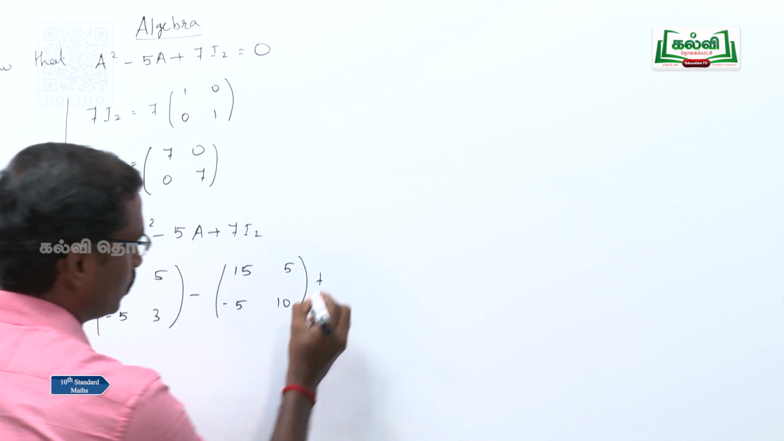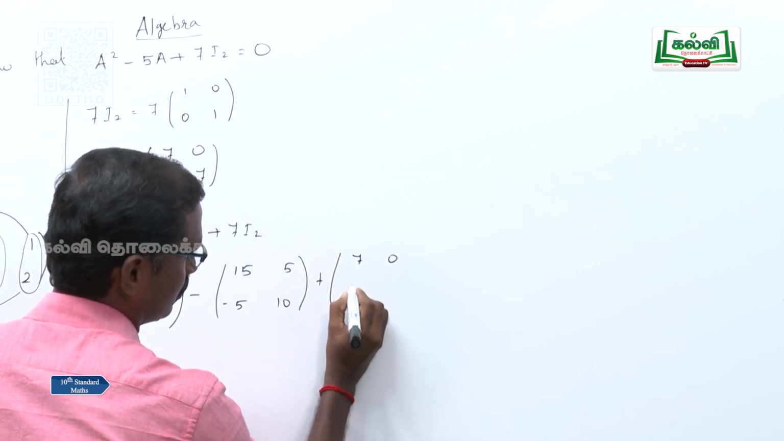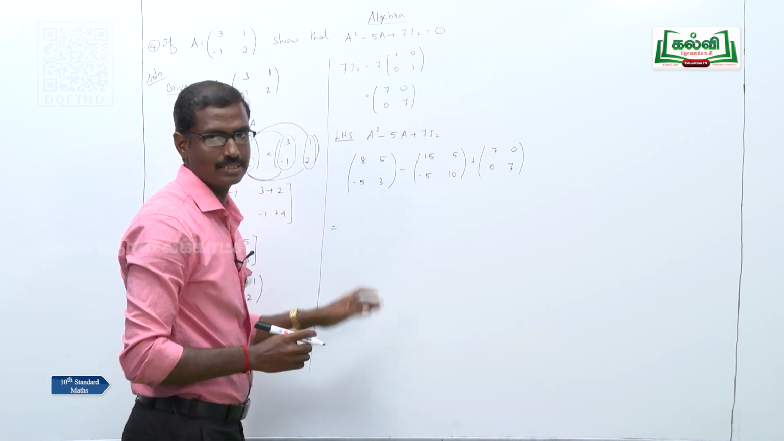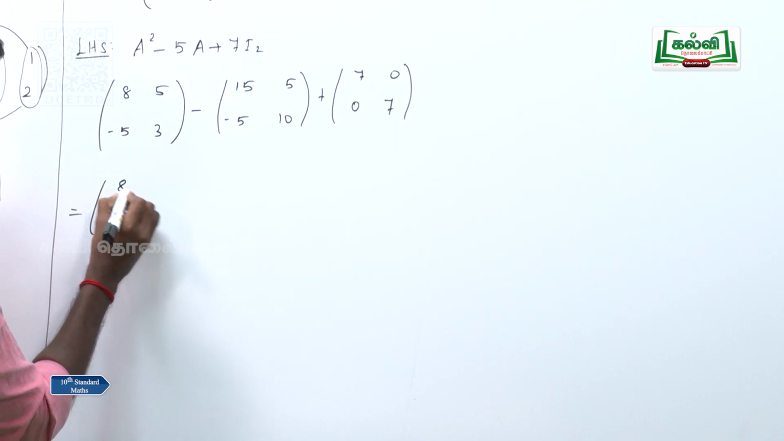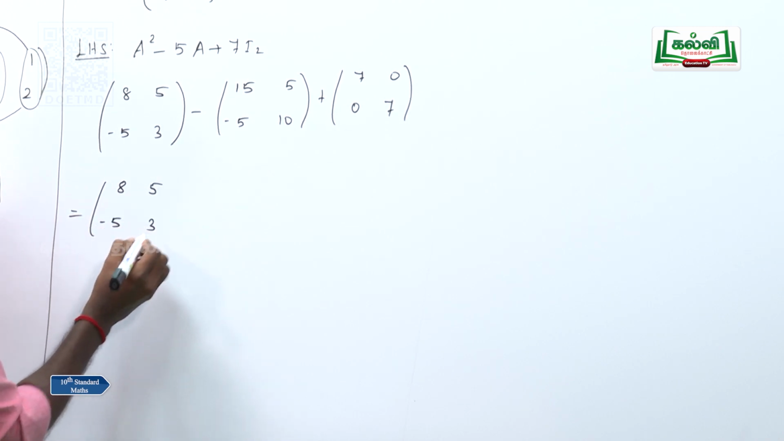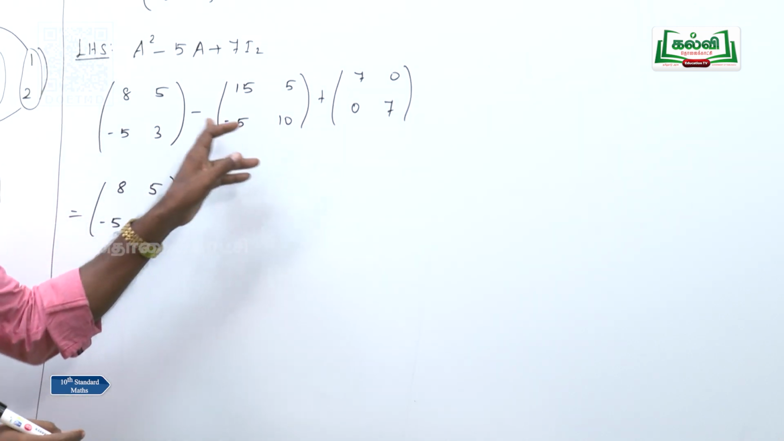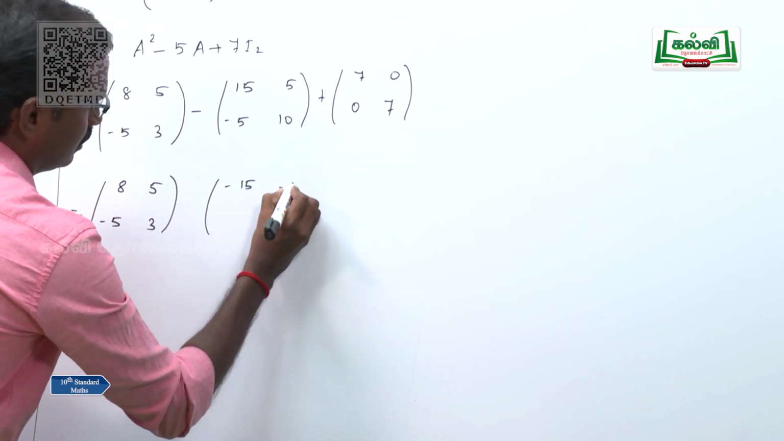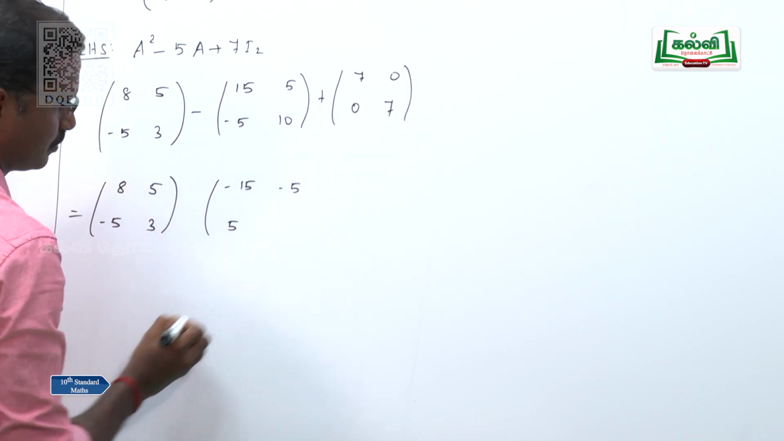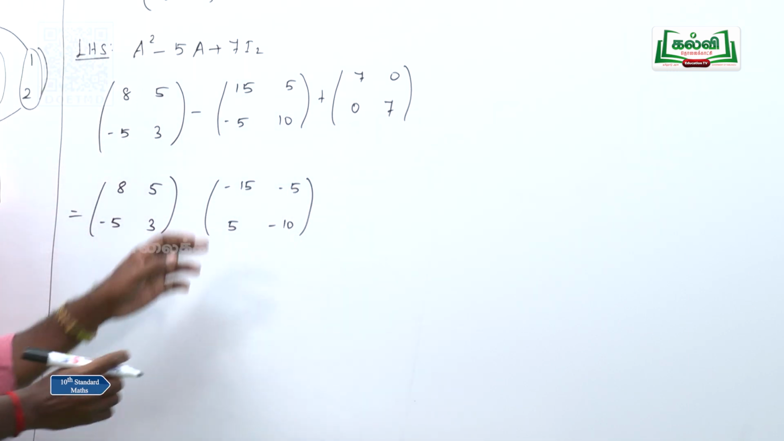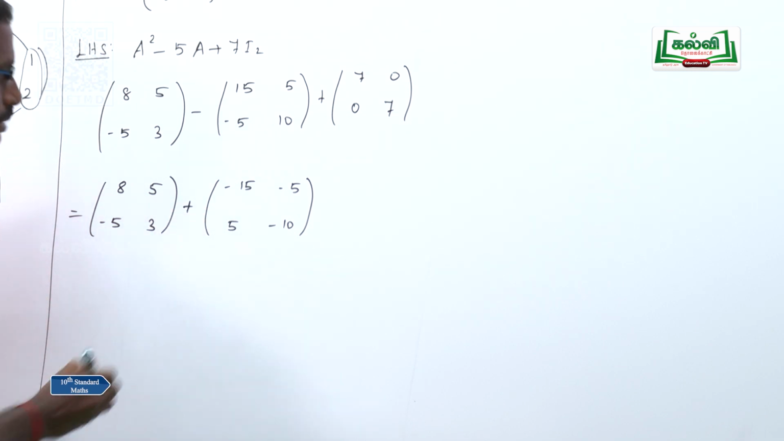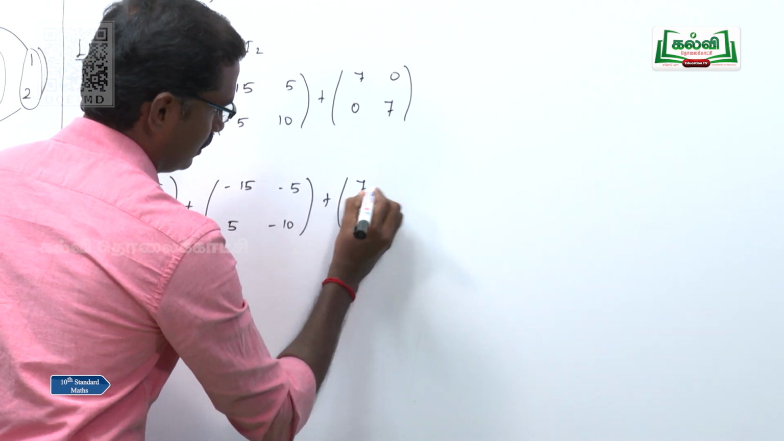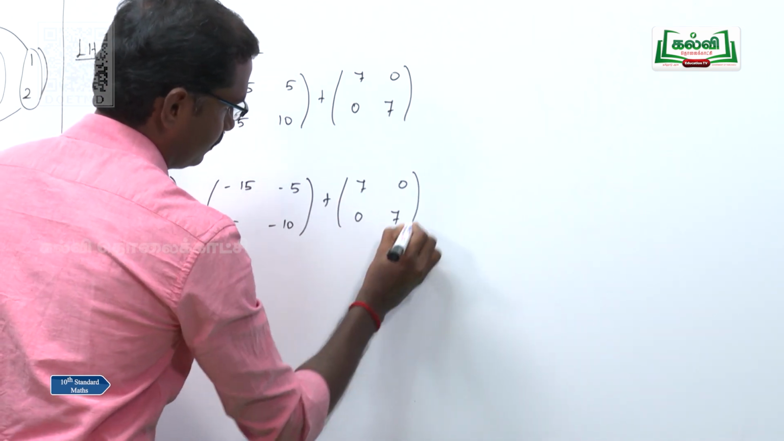Value of 7 I2, that is 7 0 0 7. First matrix, write the same without any change: 8 5 minus 5 3. Second matrix, we have to multiply by minus, so change the sign: minus 15 minus 5, and then plus 5 minus 10. If you multiply by minus, you will get sign plus. Third matrix, also write the same: 7 0 0 7.